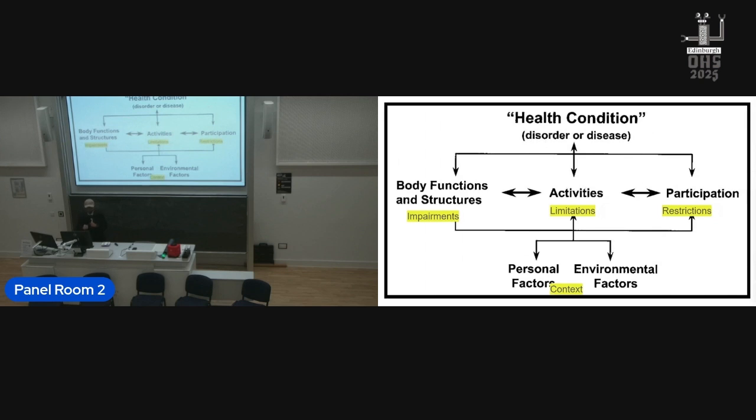So what are the main outcomes of this ICF? For example, body functions and structures lead to impairments, activities lead to limitations, and the lack of participation leads to restrictions, and personal factors and environmental factors are a part of the context. And now the device that we create has to act around all these factors.